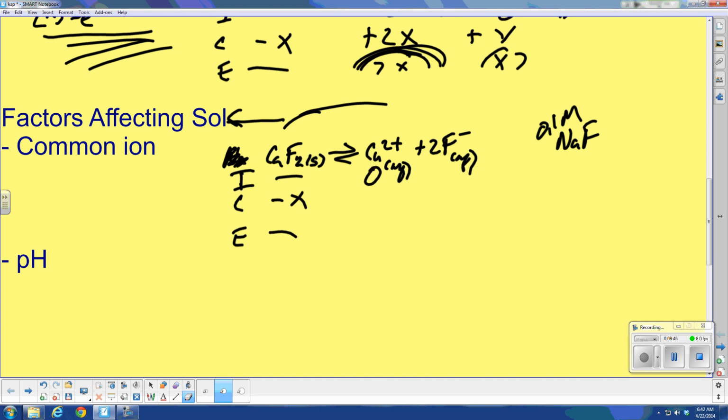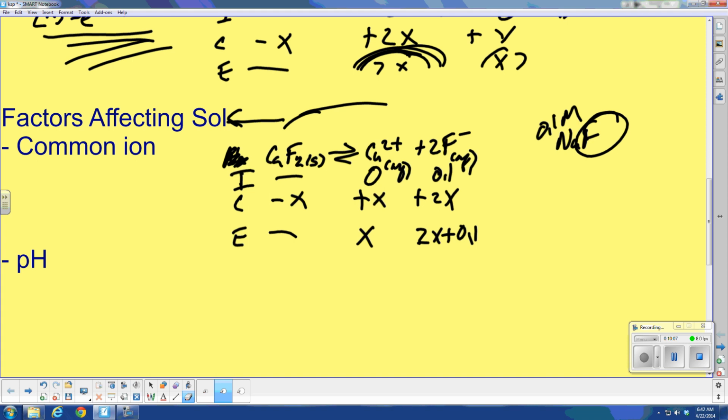But notice, I don't start off now initially with 0 for fluoride. What do I start off with for fluoride? I have 0.1 molar fluoride. So this is now a minus X, or excuse me, a plus X. This is a plus 2X. Good. And then what do I have down here? X, and this is going to be 2x plus 0.1.